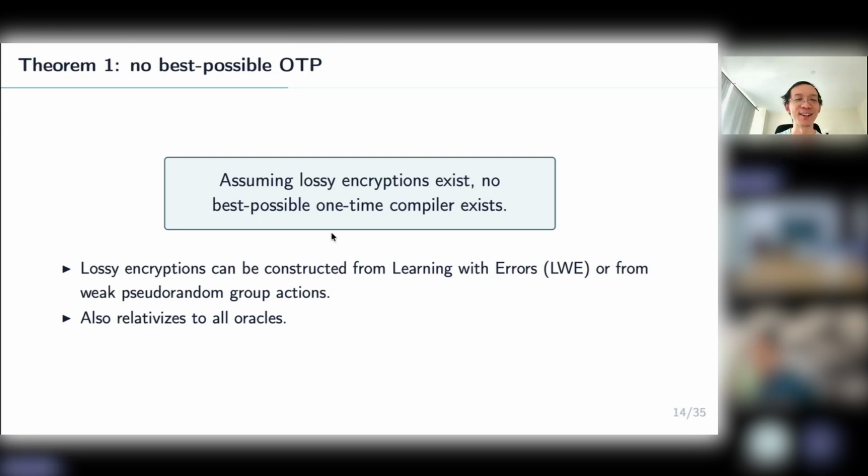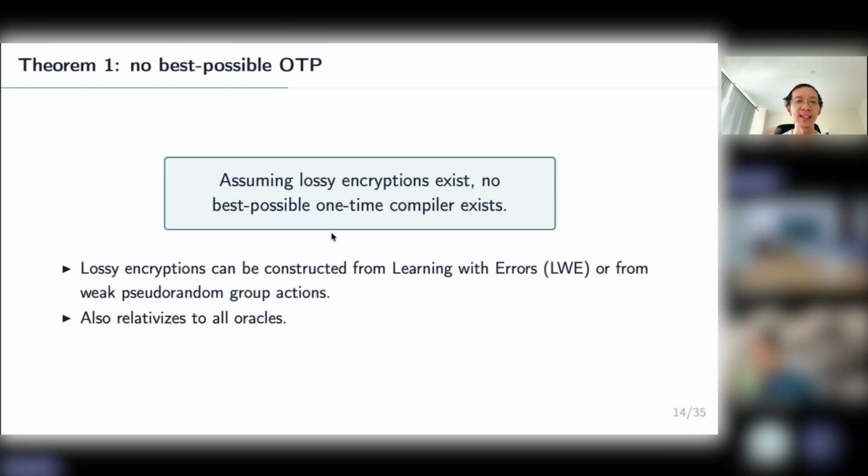Yeah, but for now, just think of a best possible one-time compiler as achieving the ideal one-time security if it's possible. So that's the object that we are ruling out here. Our formal result is that, assuming there is lossy encryption, you cannot have a generic best possible one-time compiler.